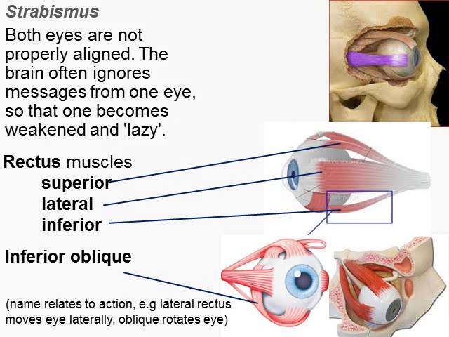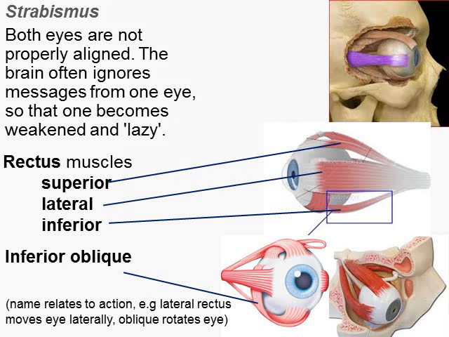Strabismus is when both eyes are not properly aligned. It typically is something we're born with. The muscles are not aligned, and the brain often ignores messages from the weakened eye, and so it becomes further weakened. And we call it lazy eye, or sometimes it's called amblyopia.